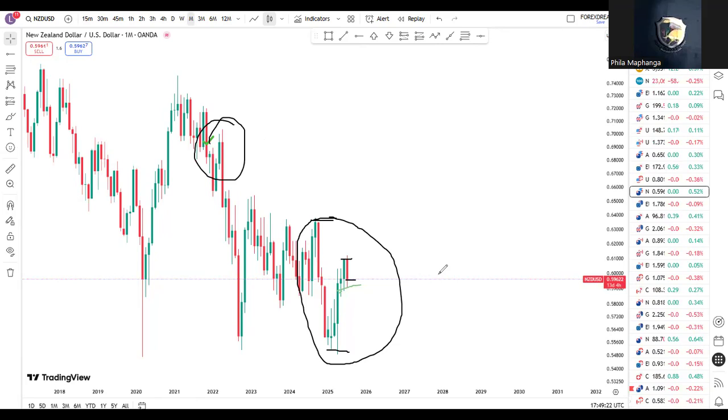So let's pay attention to what happened here. The market was going up. The next thing, the market stopped and then it moved to the downside roughly to where it is right now. This is a monthly chart.